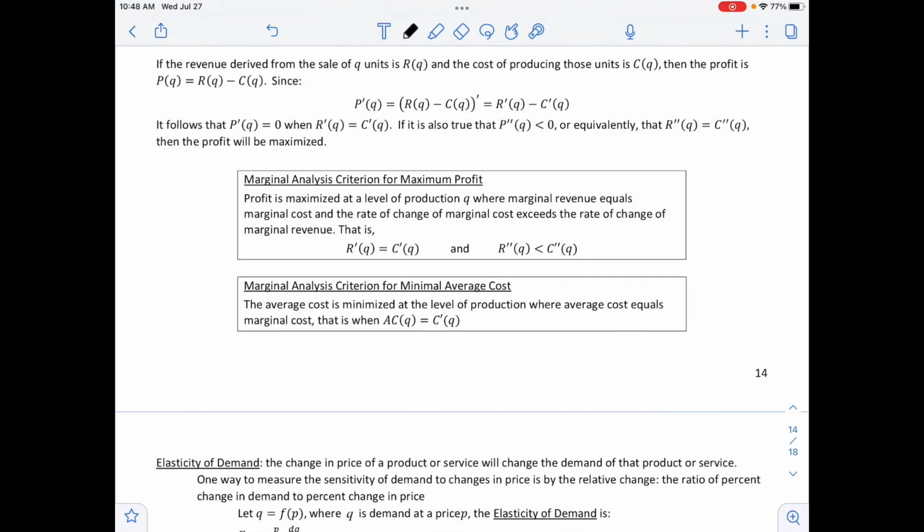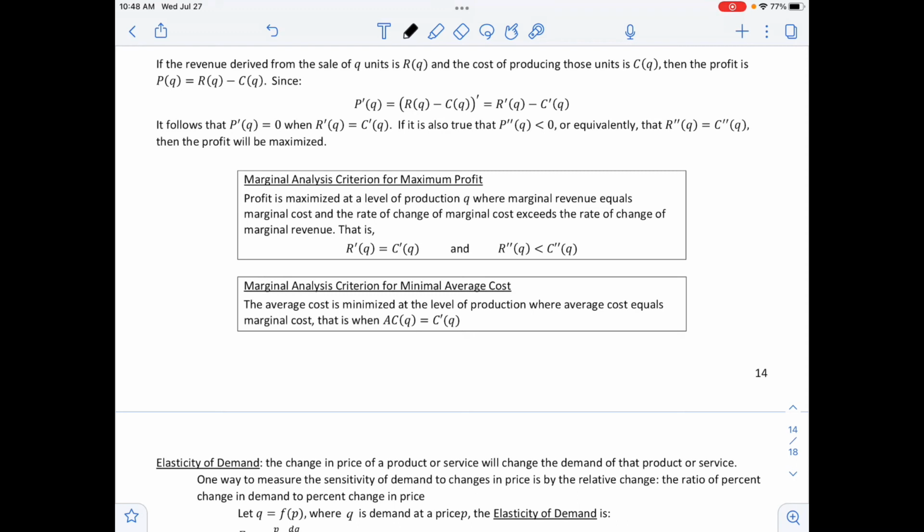If the revenue derived from the sale of q units is R of q and the cost of producing those units is C of q, then the profit is P of q equals R of q minus C of q. Since the derivative of our profit is going to be the derivative of our revenue minus cost, that's the same as saying the derivative of the revenue minus the derivative of the cost. It follows that the derivative of our profit function equals 0 when the derivative of our revenue minus the derivative of our cost would also be equal to 0, or saying that they're equal to one another.